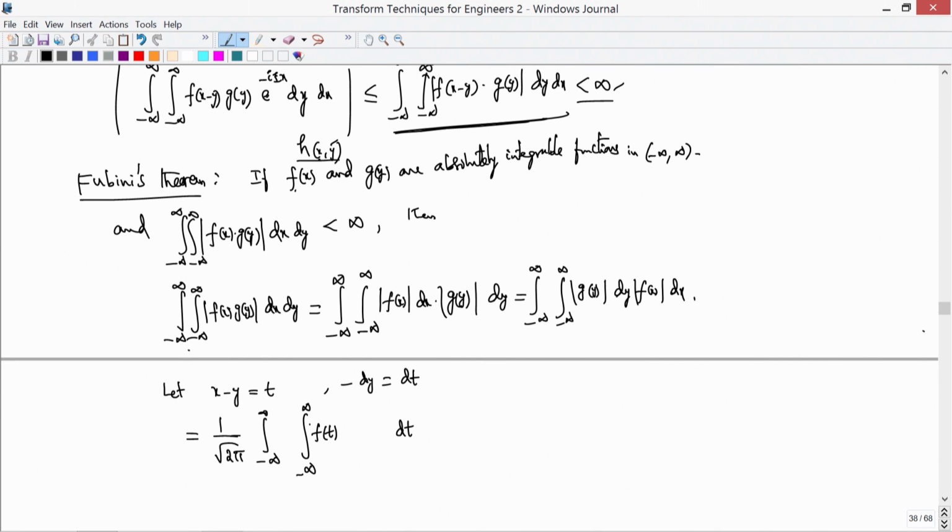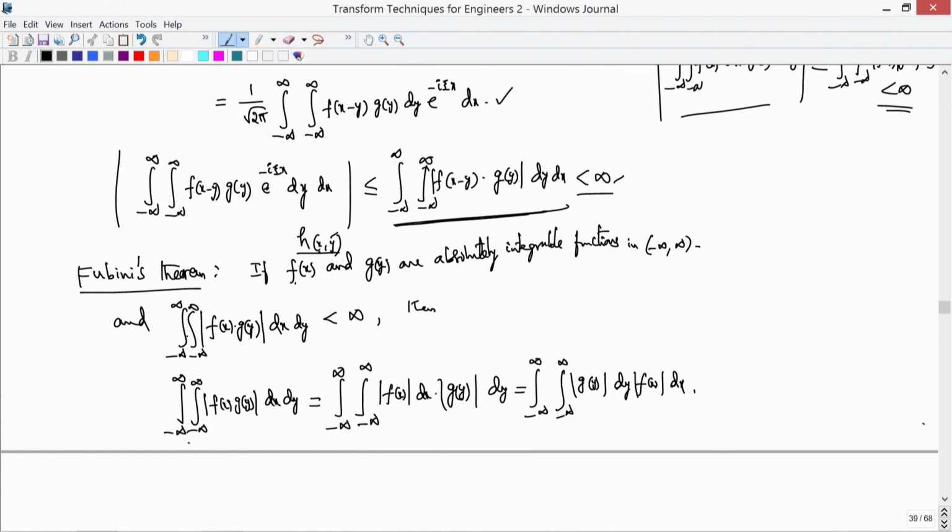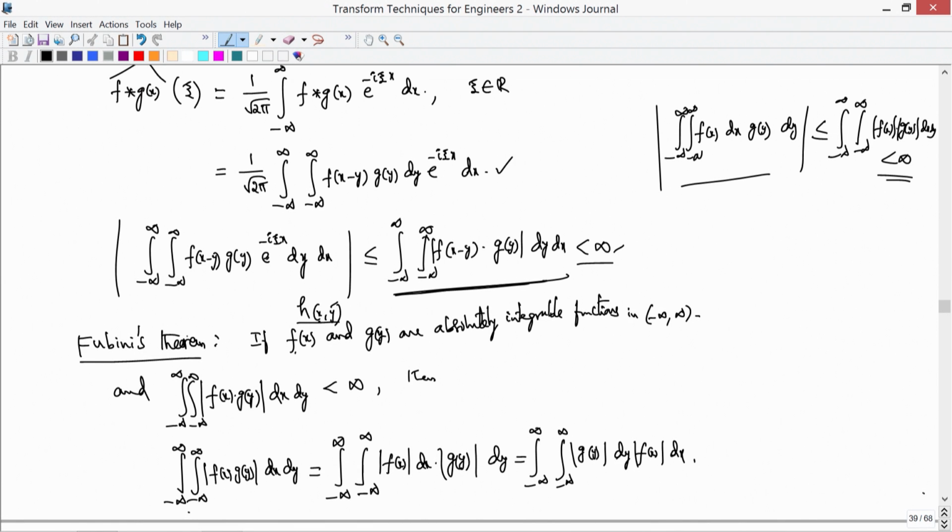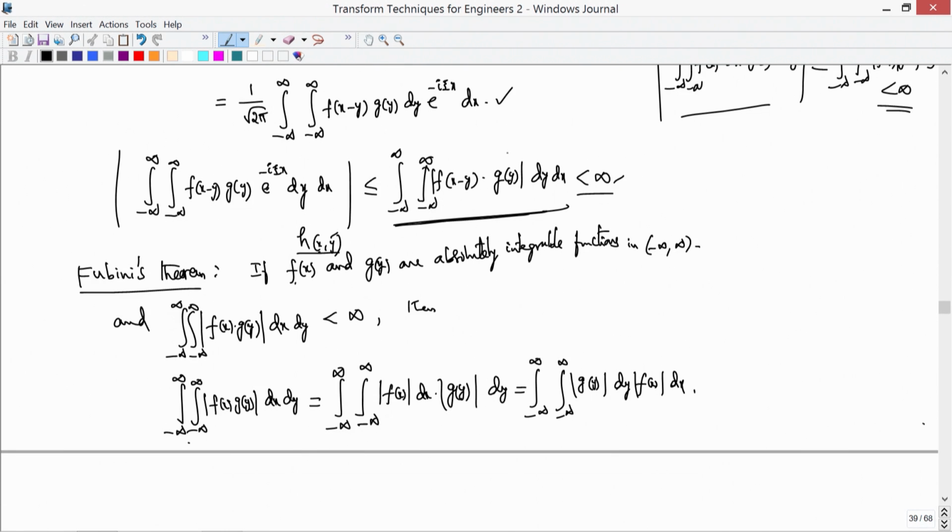So, I think this up to here a little bit is okay. Because of this Fubini theorem, we can change the order of integration. I think that is required. So, that is equal to 1 by root 2 pi, I will just change the order of integration because of the Fubini theorem.